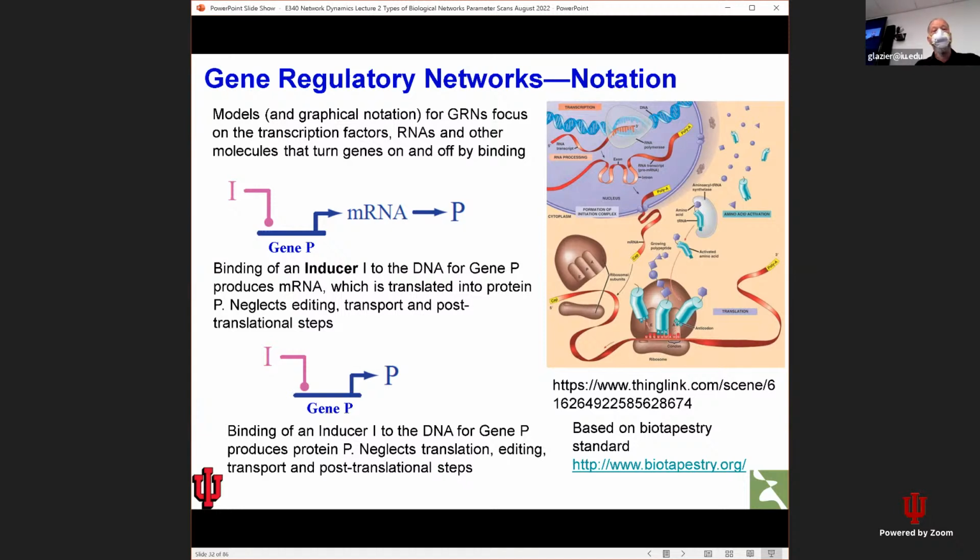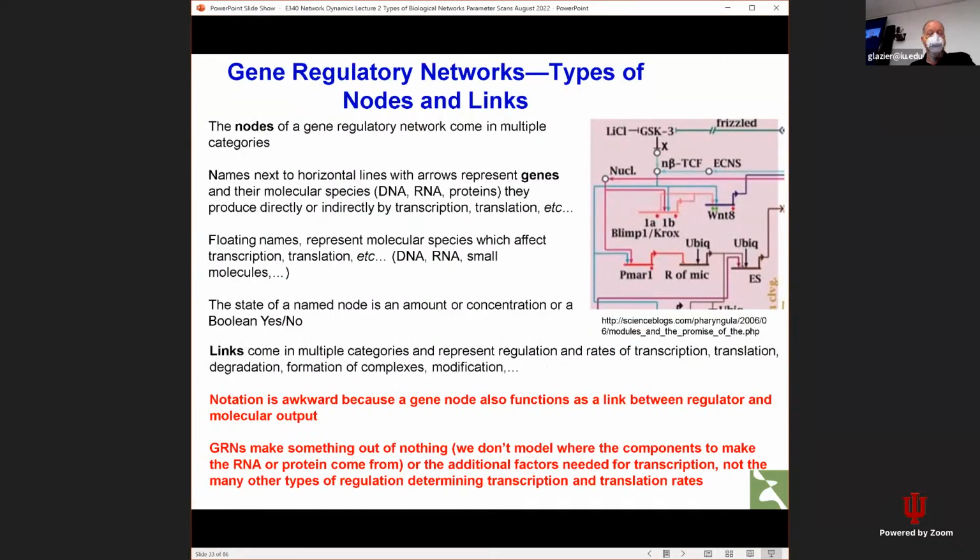And so these models are neglecting a lot of these steps. We're neglecting the editing of the RNA to messenger RNA. We're neglecting the transport of the messenger RNA to the ribosome. We're neglecting the post-translational modification of the protein. So again, we're leaving out a lot of steps. Those steps happen in different places. And so we have to think about that.